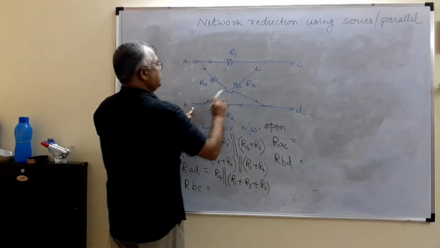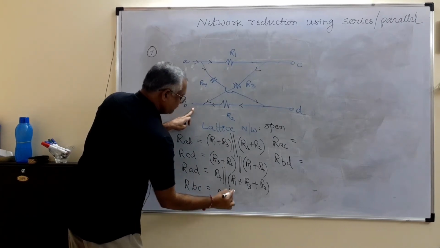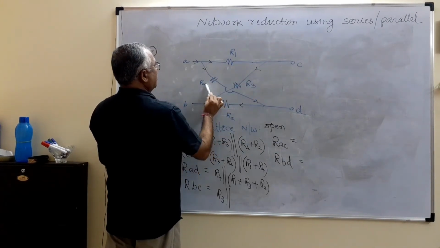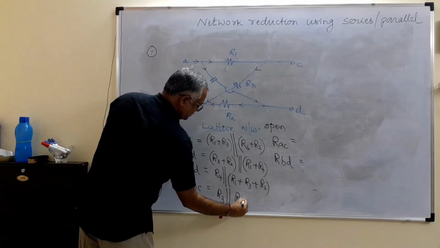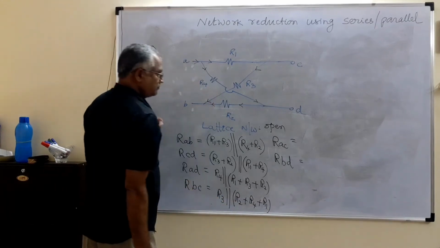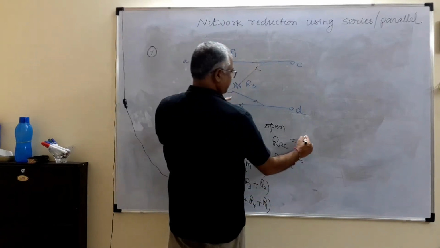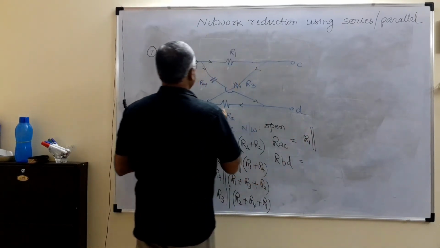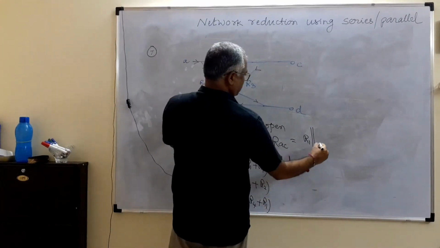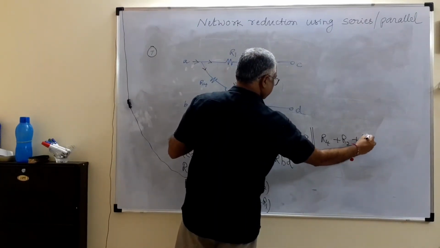The same way RBC, B to C. So when R3 is coming, you can go like this now. So R2, R4, R1. The same way RAC, R1 parallel with R4, R2, R3. R4, R2 plus R3.